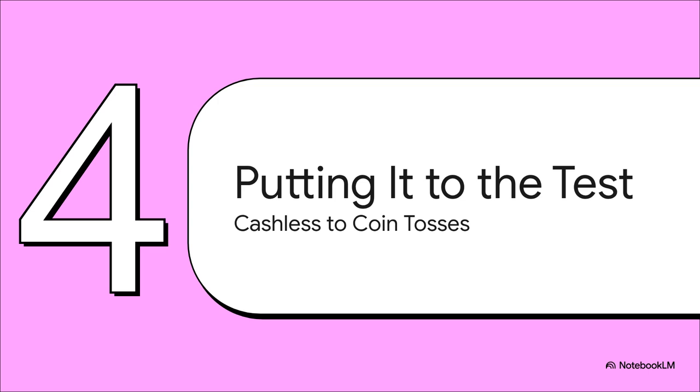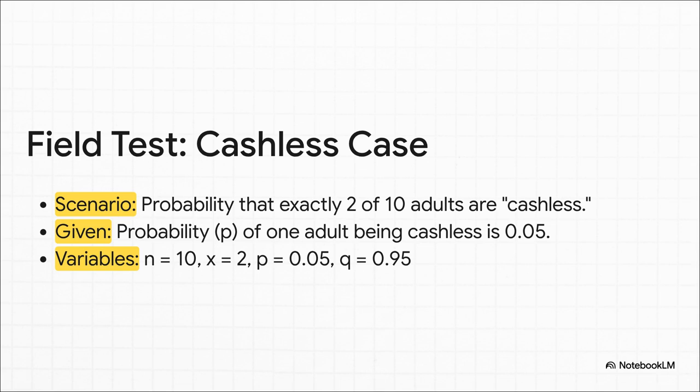We'll run through a different example just to see exactly how this whole process works in action. So let's check out this case. Imagine a survey finds that about 5% of adults don't carry any cash. Okay, so if we just randomly select 10 adults, what is the probability that exactly 2 of them are cashless?